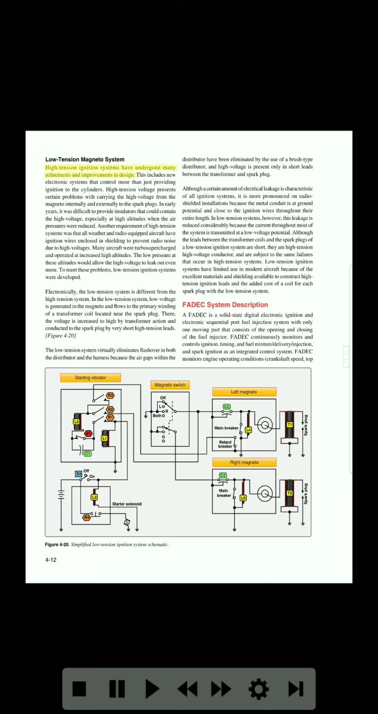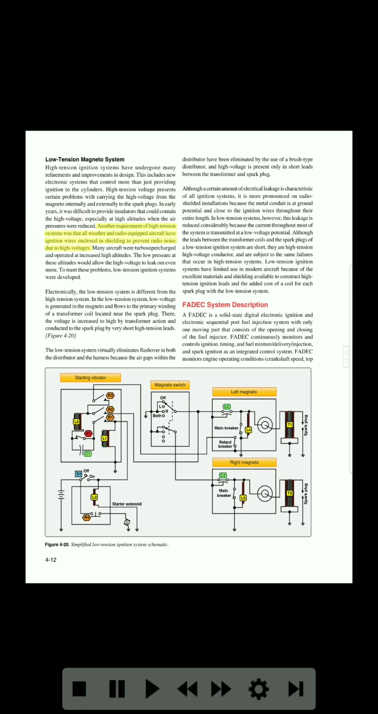High tension ignition systems have undergone many refinements and improvements in design. This includes new electronic systems that control more than just providing ignition to the cylinders. High tension voltage presents certain problems with carrying the high voltage from the magneto internally and externally to the spark plugs. In early years, it was difficult to provide insulators that could contain the high voltage, especially at high altitudes, when the air pressures were reduced.